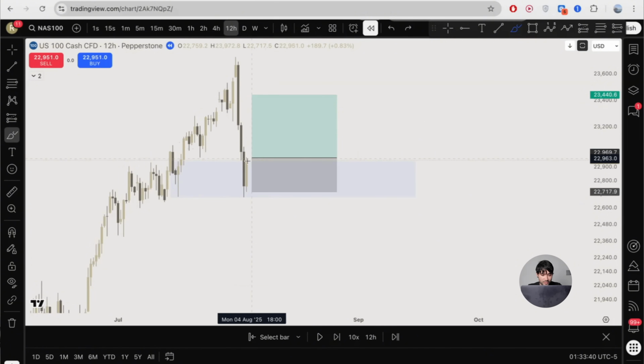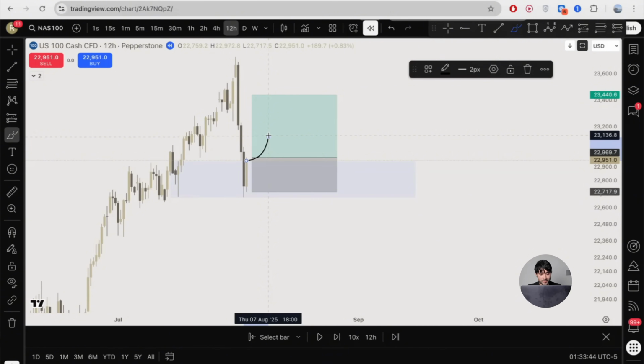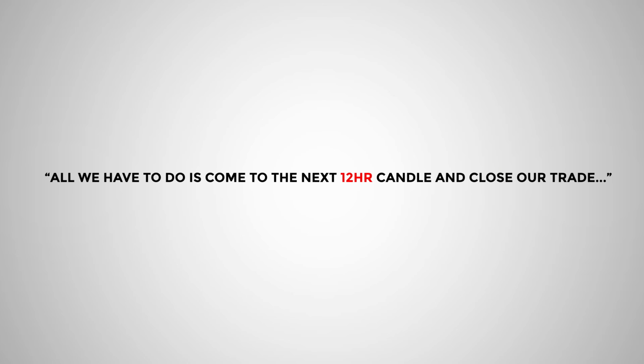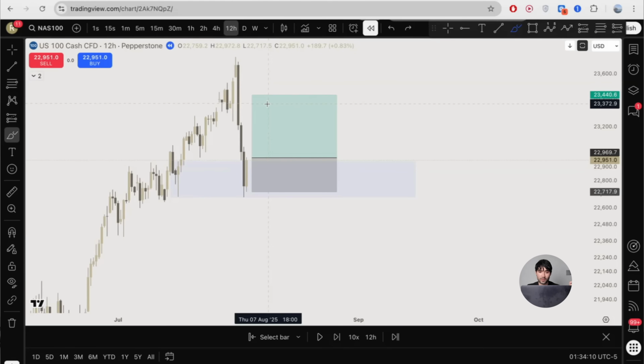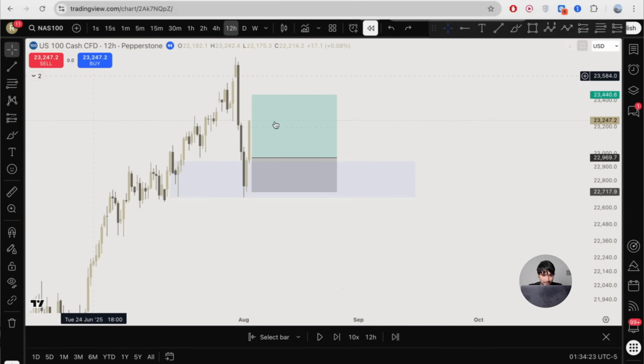And the beauty of managing at the next candle, or simply closing our positions, is all we have to do is come to the next 12-hour candle and close our trade, which is again why I design all of my systems around timing. Ideally, I don't want my chart time surpassing 30 minutes a day, so I've designed systems to allow me to trade 5 to 10 minutes a day with little analysis and only one single candle. So let's see if we get our entry on this next candle. Okay, wonderful. So we have that next 12-hour candle.